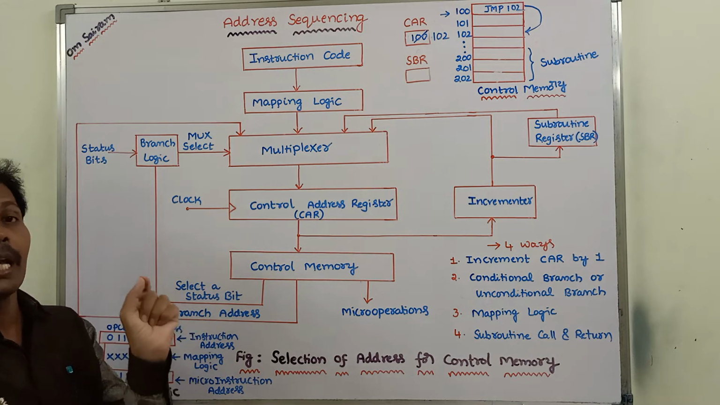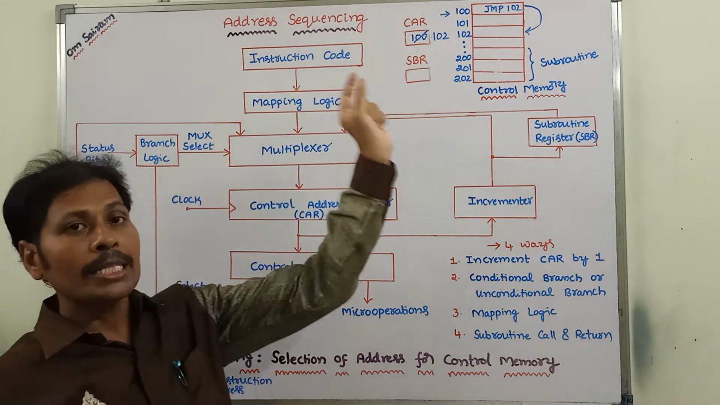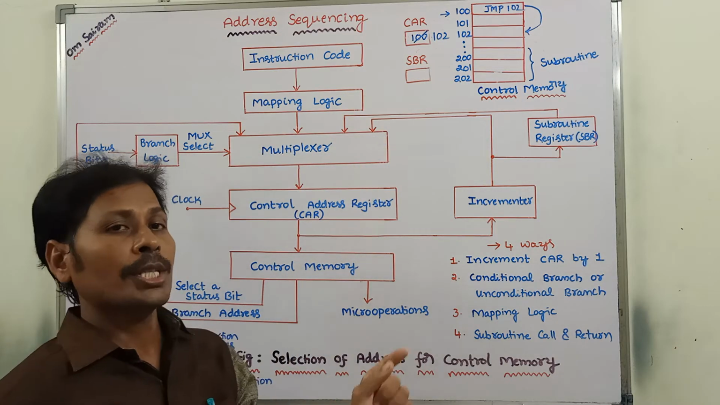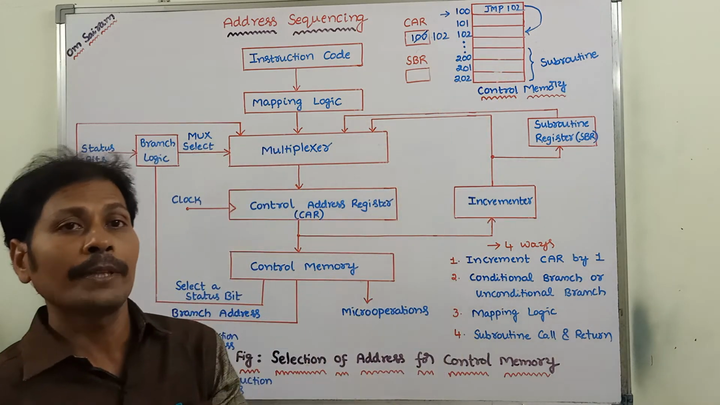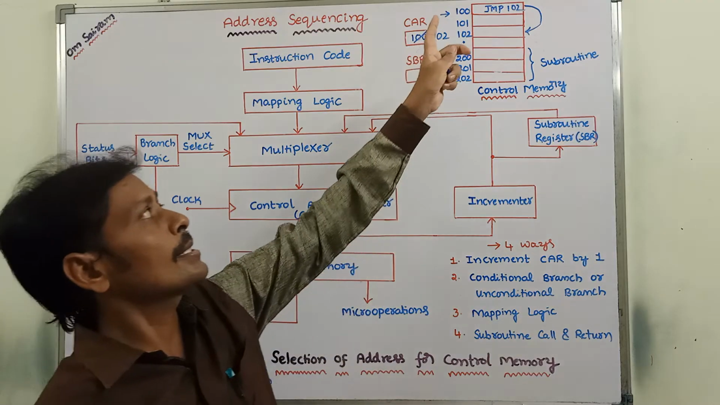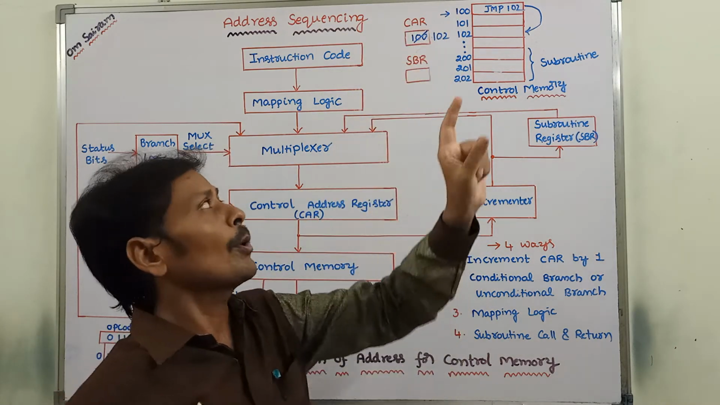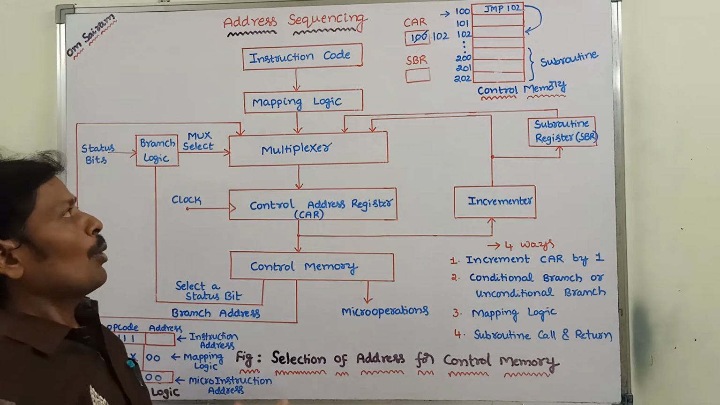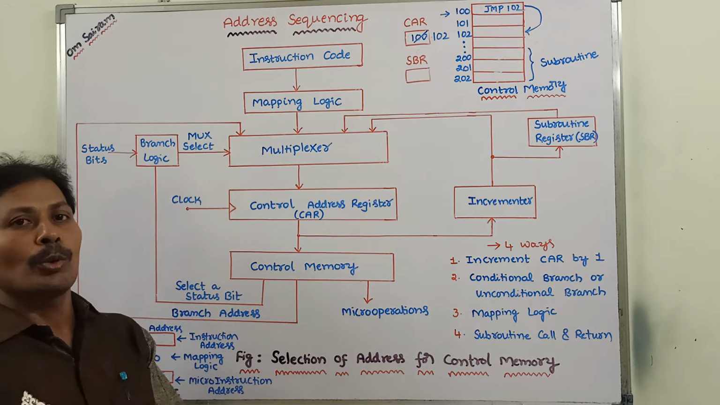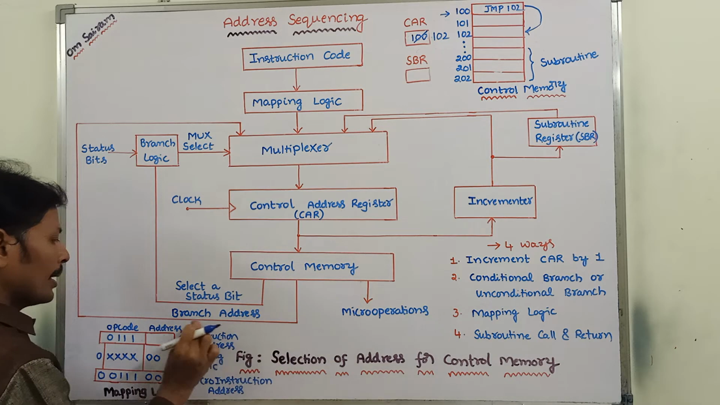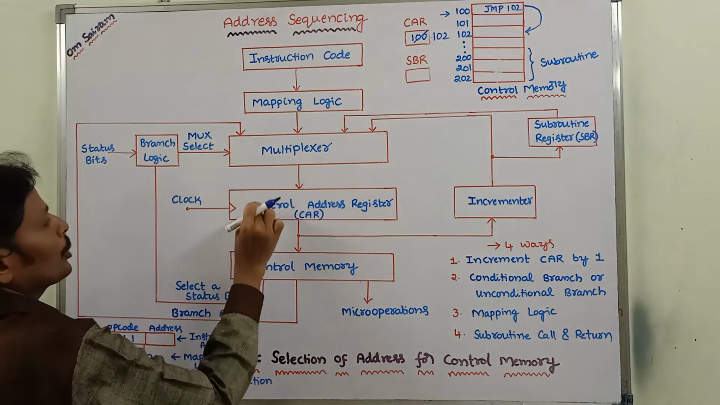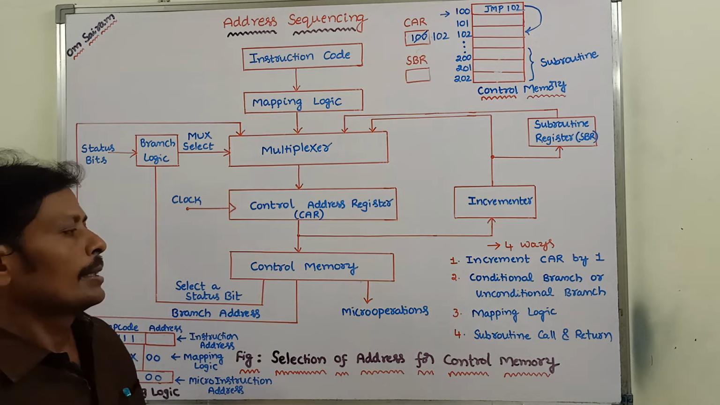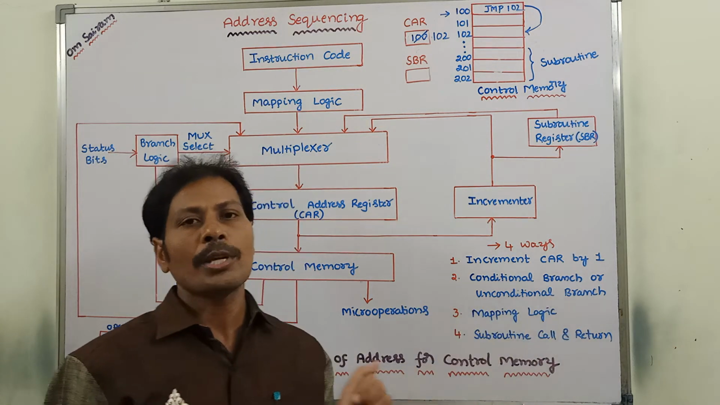Without checking any condition, we are transferring the program control from the currently executing instruction to the address specified within the instruction. That means transferring the program control from address 100 to 102. 102 is the next micro instruction address. That address is loaded into the control address register through the multiplexer. This is called an unconditional branch.